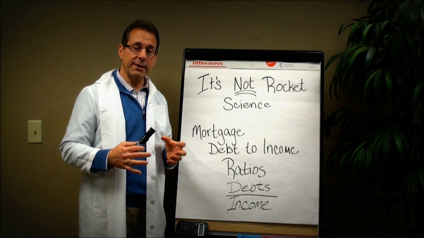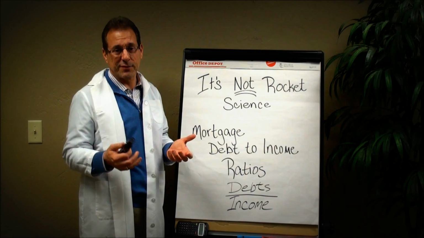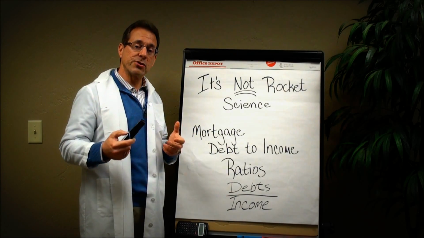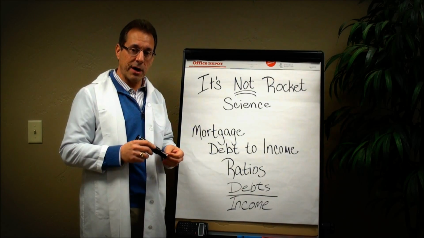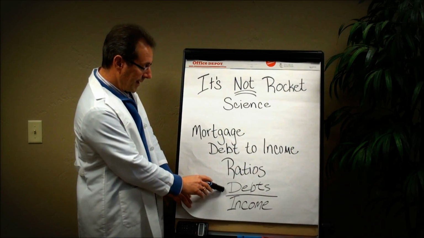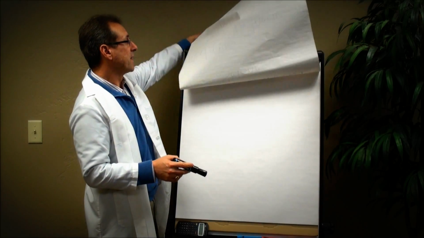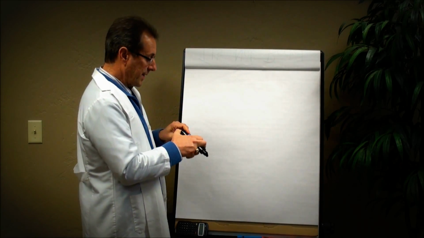Now, income is very easy. That's the gross income that you would love to take home, but you don't get to because the taxes have to be taken out after that. So make sure you use your gross income, the biggest number on your paycheck, on a monthly basis. So you want to use your debts divided by your income. Let's do an example to see how you understand that.